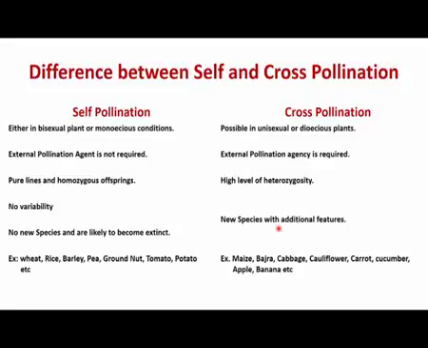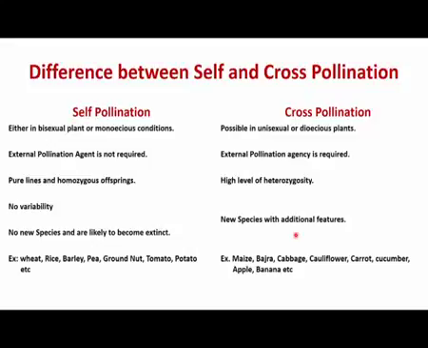The examples of self pollination are mostly crops important for food production, that is wheat, rice, barley, pea, groundnut, tomato, potato, etc. Whereas the examples of cross pollination are maize, bajra, cabbage, cauliflower, carrots, cucumber, apple, banana, etc. So, what we have discussed so far are the differences, or contrasting features, between self as well as cross pollination.